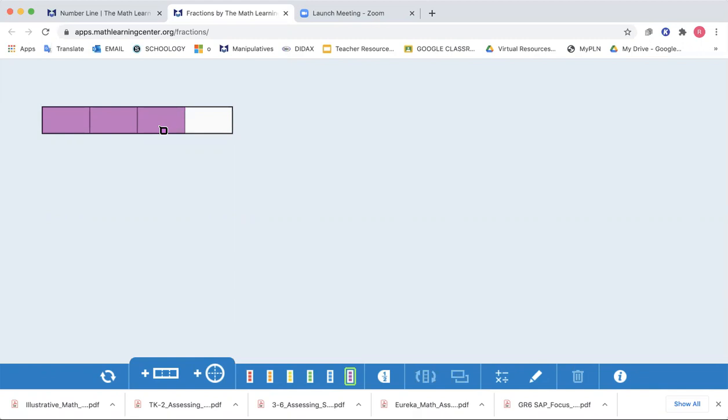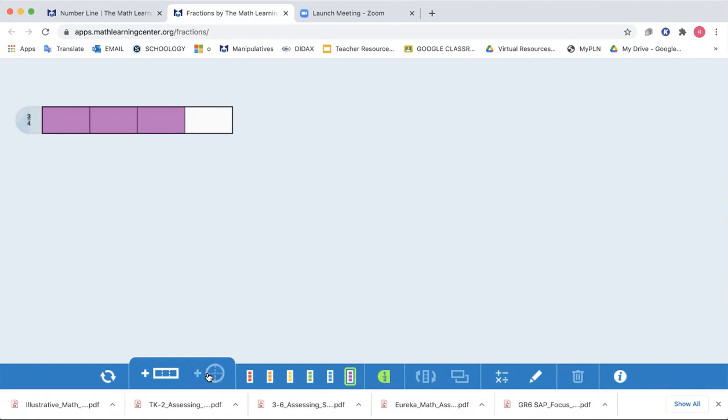And the last question I want to ask them is, what fraction of the model is shaded? So now I'm expecting a numeric representation, right? And I'm going to give them some time to think about it and then type it in the chat box. So then I'm expecting something like 3/4, right?